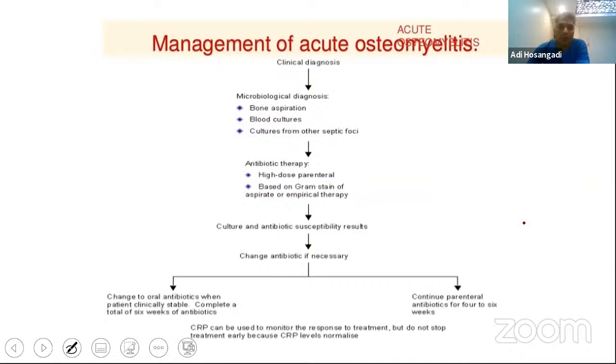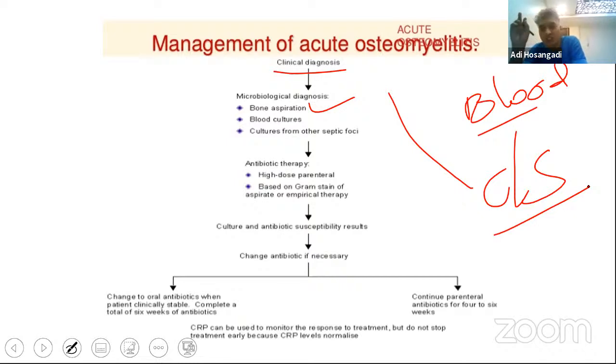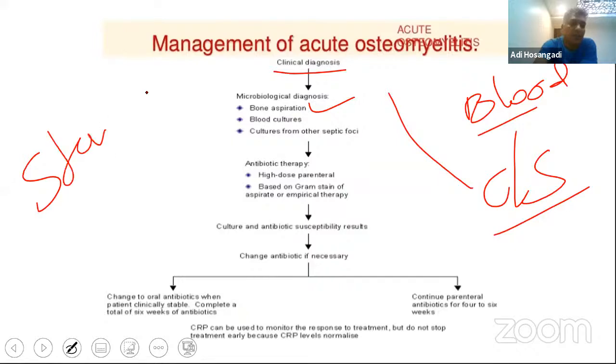Okay. Management of osteomyelitis, again, I want to insist, no amount of repetition is too much. Clinical diagnosis, as I said, is always on suspicion. On suspicion, you will start the antibiotics, but along with blood tests, you try to do aspiration and send for culture and sensitivity. Why? Only then you are sure which organism it is and which antibiotics the organism is sensitive to. Then you can always change, because we started empirical treatment considering Staph aureus is the most common organism.